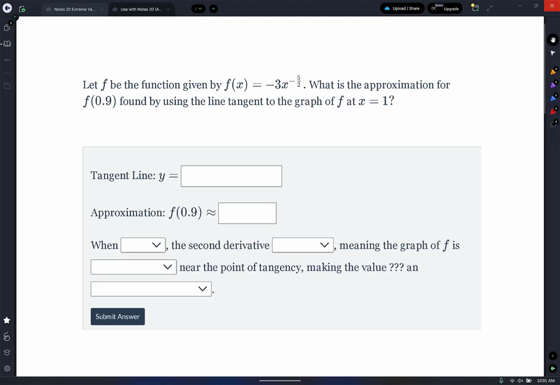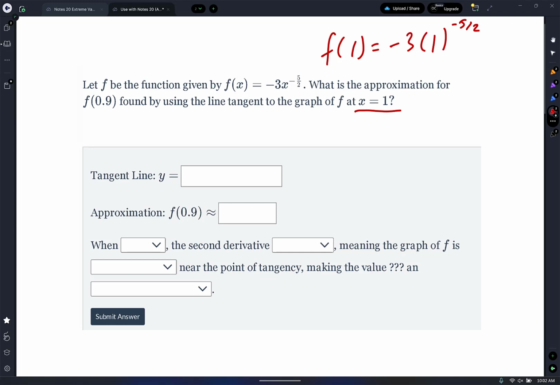So it says, let f be the function given by, and they give you a function. What is the approximation for f of 0.9 found using the tangent line to the graph of f at x equals 1? So the first thing you got to do is find a tangent line. So what do you need for a tangent line? So I'm going to find my point. I'm going to plug in a 1 into that. So I'm going to write f of 1 equals -3, parenthesis 1 to the -5/2.